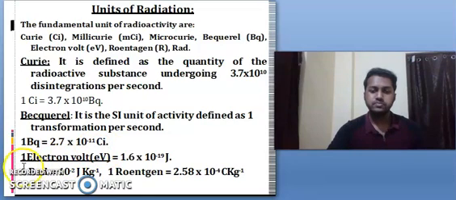curie. 1 electron volt is equal to 1.6 x 10^-19 joule. 1 rad is equal to 10^-2 joule per kg. 1 Roentgen is equal to 2.58 x 10^-4 coulomb per kg.